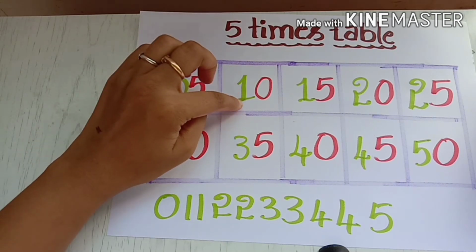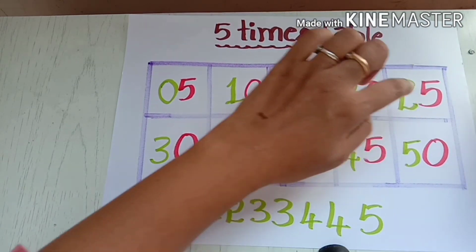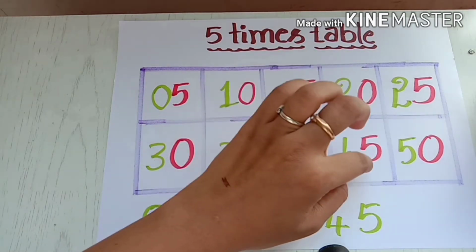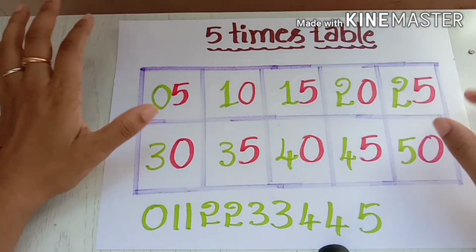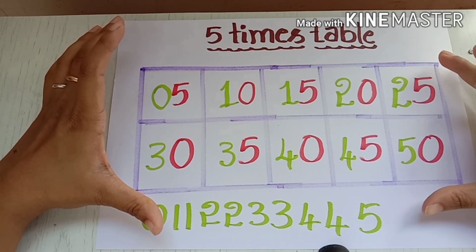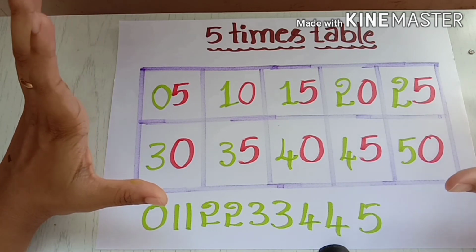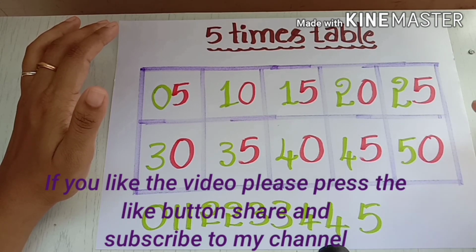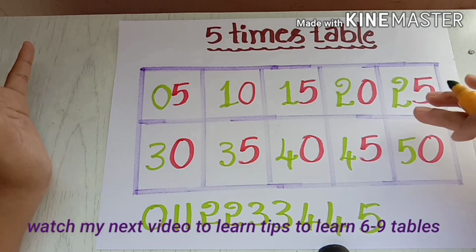5 ones are 5, 5 twos are 10, 5 threes are 15, 5 fours are 20, 5 fives are 25, 5 sixes are 30, 5 sevens are 35, 5 eights are 40, 5 nines are 45, 5 tens are 50. So now we have completed the 5 times table. So in this video I have shown you how we can easily remember the tables of 2 to 5. These are the tricks behind writing the tables. In my next video, I am going to show you the tricks behind writing the tables from 6 to 10.